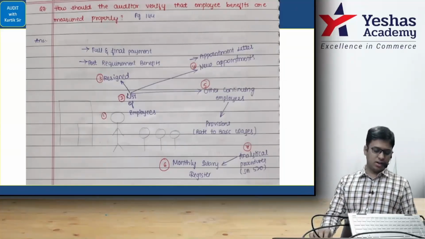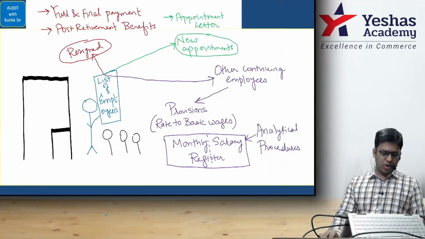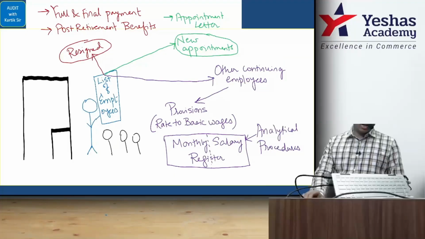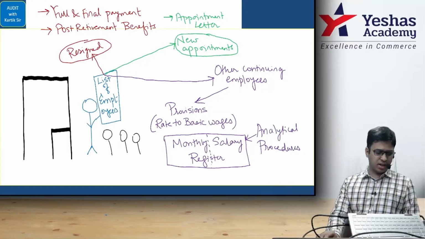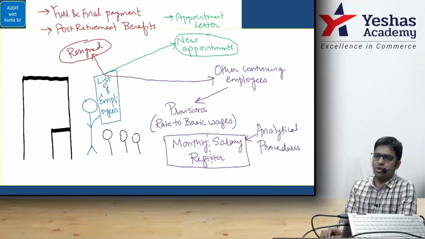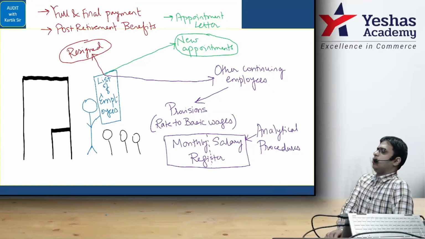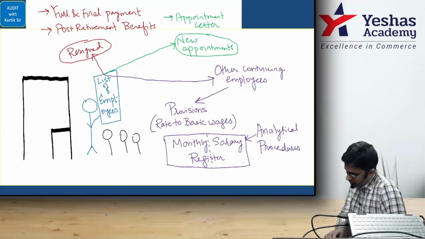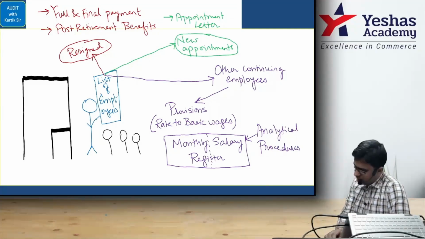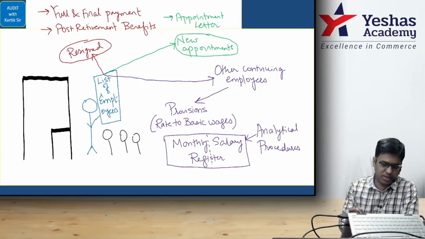Let's see this, everyone. Look at the screen. The diagram you have to make. First you have to understand the diagram. Now, what are the steps that the auditor should take to verify the employee benefits one by one? Let's see this area here. Everyone look here now, please.